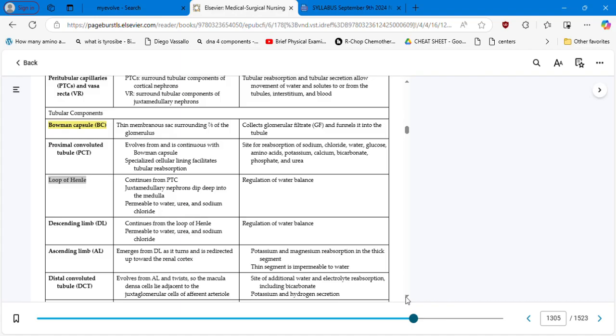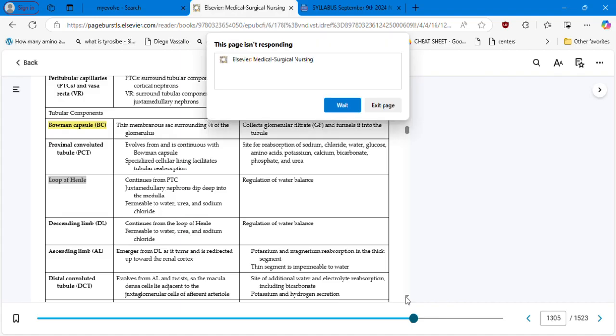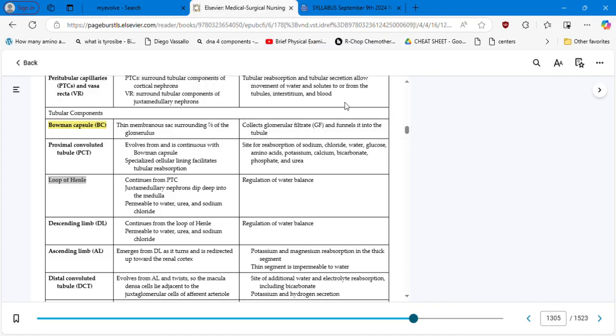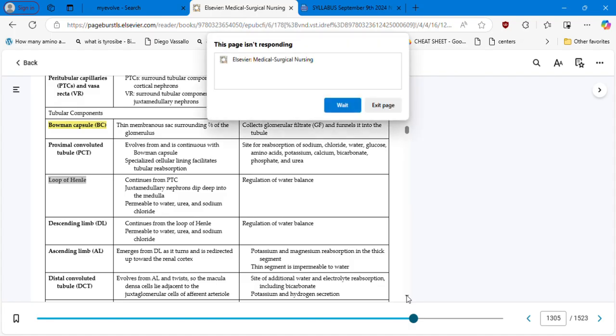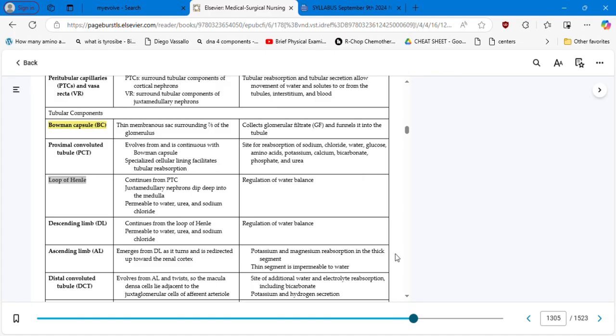So glomerular filtration rate, glomerulus. The Bowman capsule collects the glomerular filtrate and funnels it into the tubule. That's why I want you to remember, because they are interconnected. And then the loop of Henle, which participates in the regulation of water balance. That's extremely important, okay? So review the videos, and when we come back, we are going to continue with the remaining part of this chapter. Thank you.